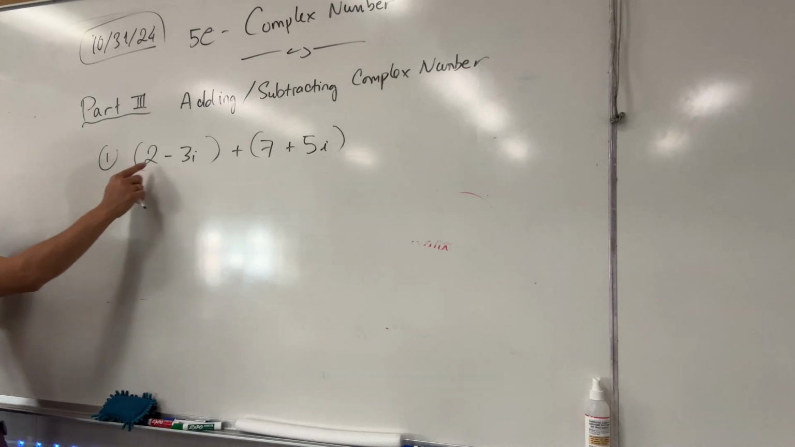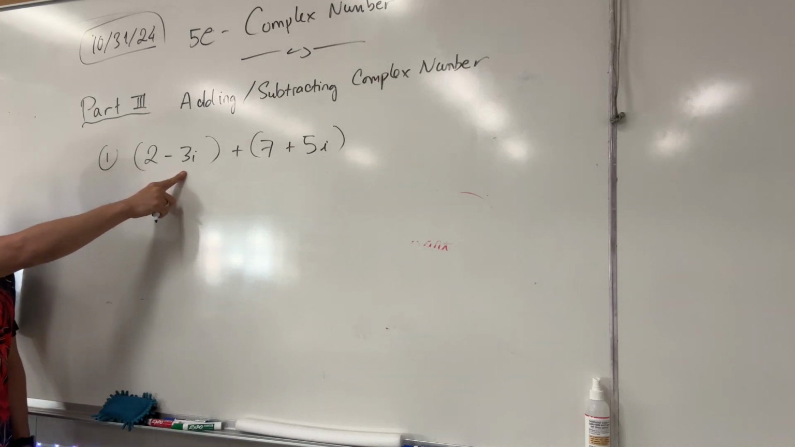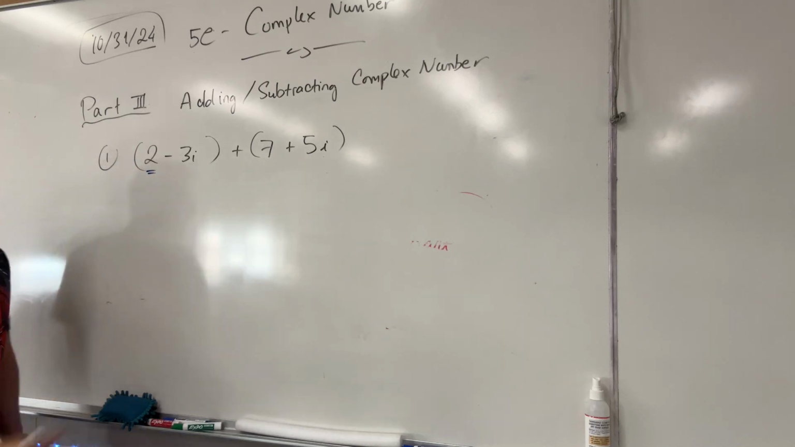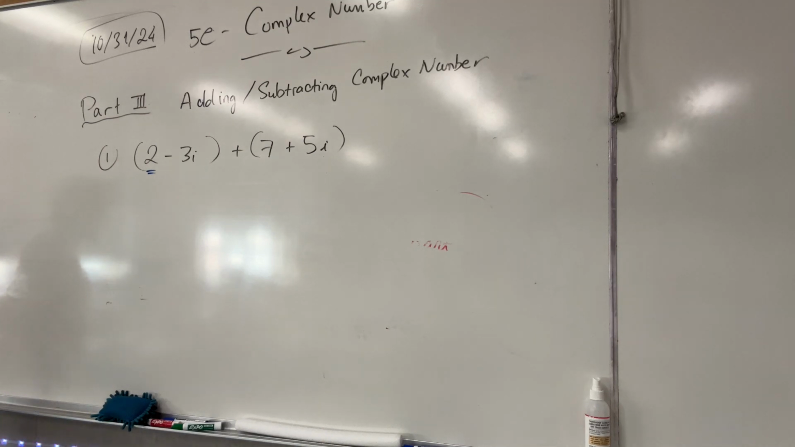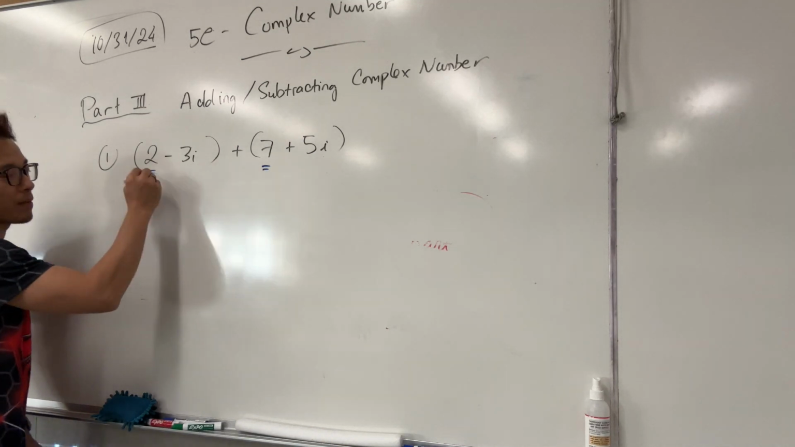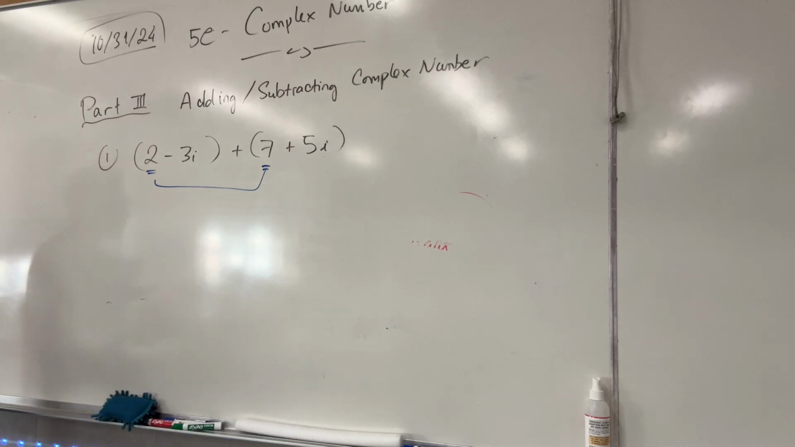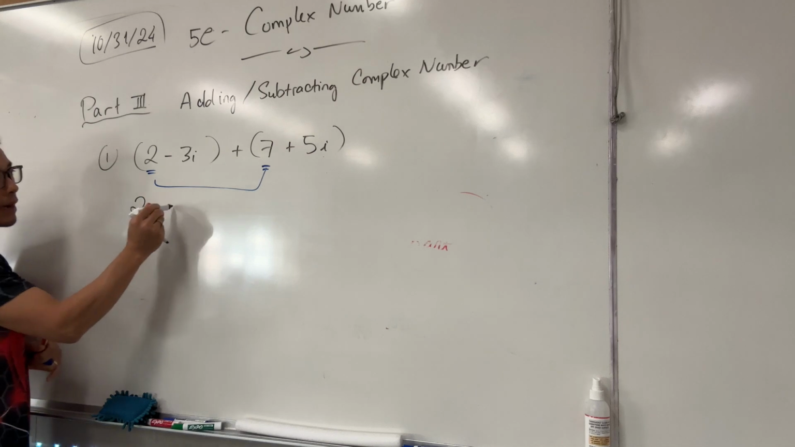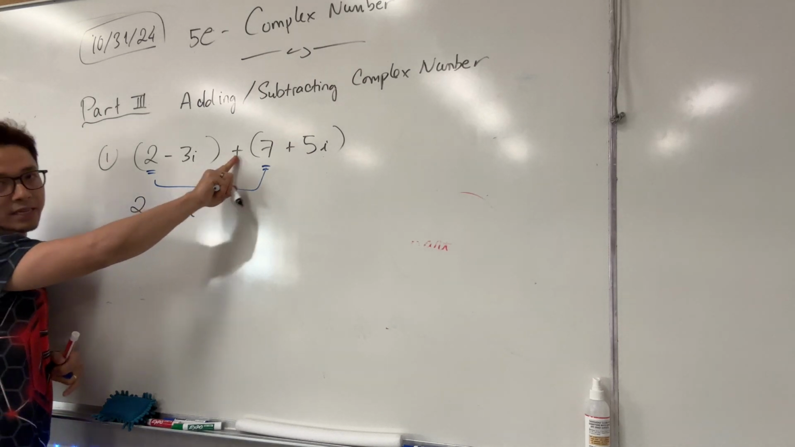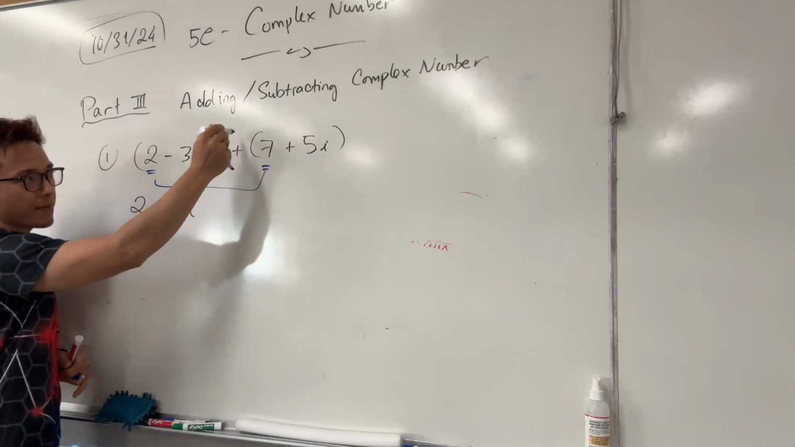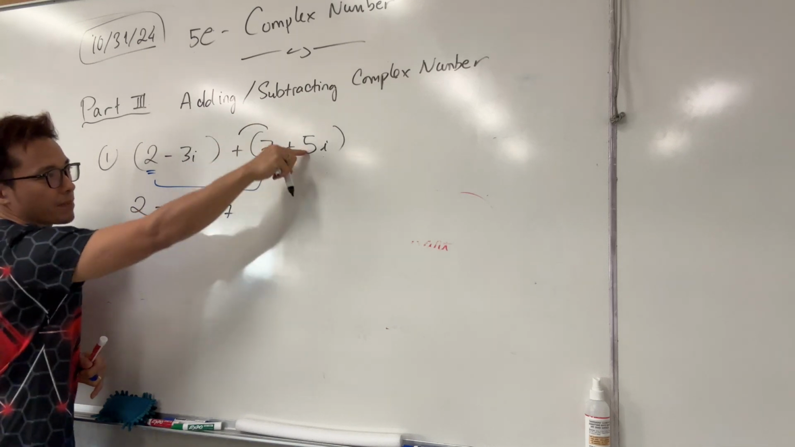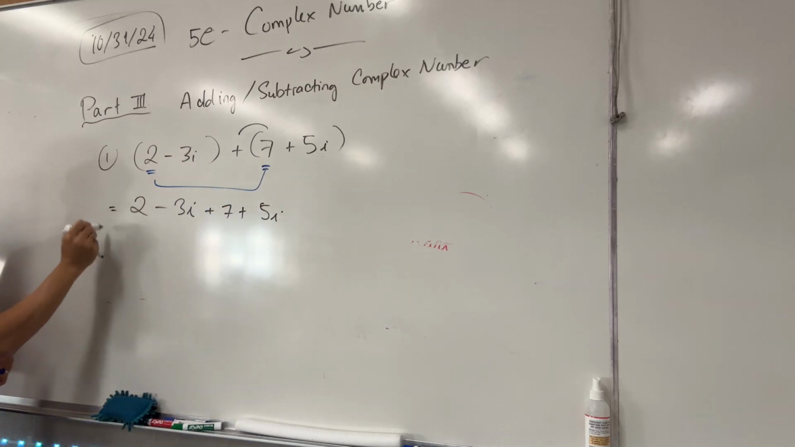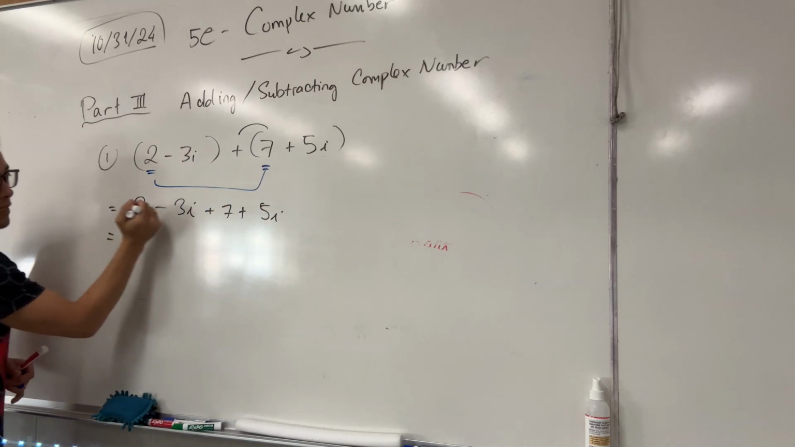So in 2 minus 3i, which one is the real part? The 2, right? Now in the 7 and 5i, which one is the real part? 7. So these are the real parts, you're gonna combine them together. Well, before combining them, you need to get rid of the parentheses. So 2 minus 3i, this is plus, so nothing happens to the sign. Plus 7, and then plus 5i. Because this is plus, you don't do anything with the sign inside. 2 plus 7 is 9.